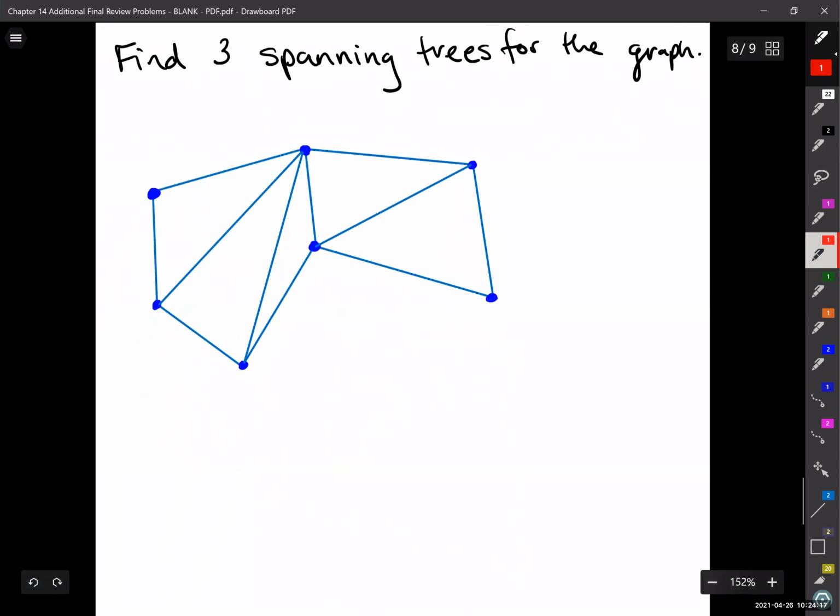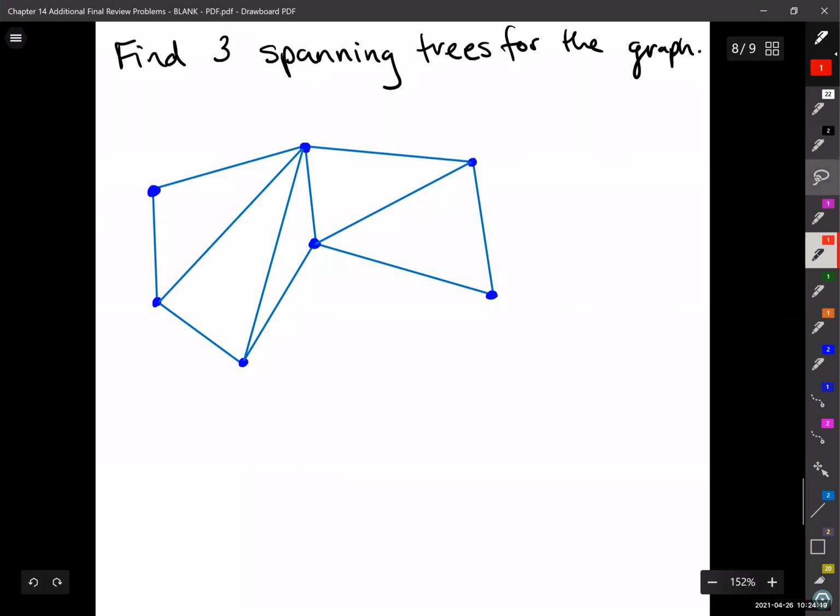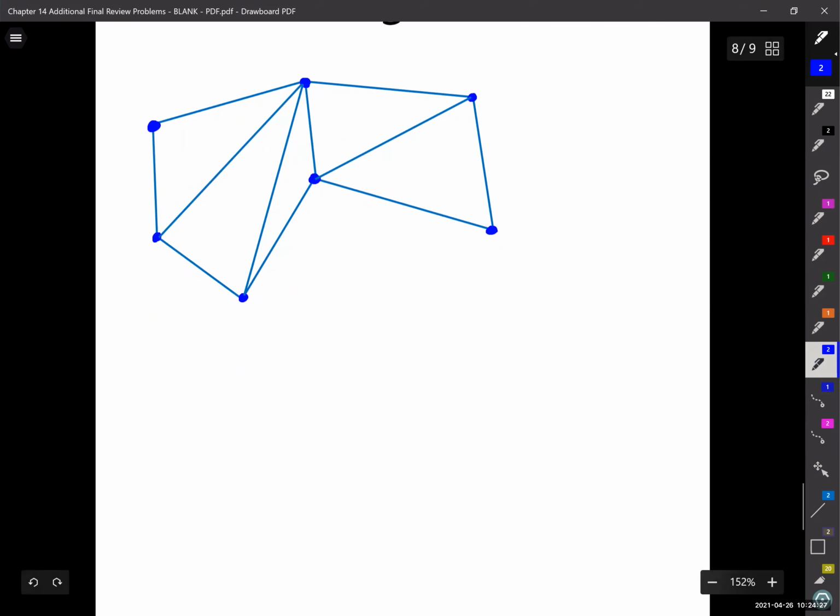So it says find 3 spanning trees for the graph. Let me draw just a basic rubric of our vertices. We've got 1, 2, 3, 4, 5, 6, 7. And so that it's easier to work with, I encourage you to try to draw it somewhat related to their general layout so it's visually similar. Okay, so I've got these vertices.